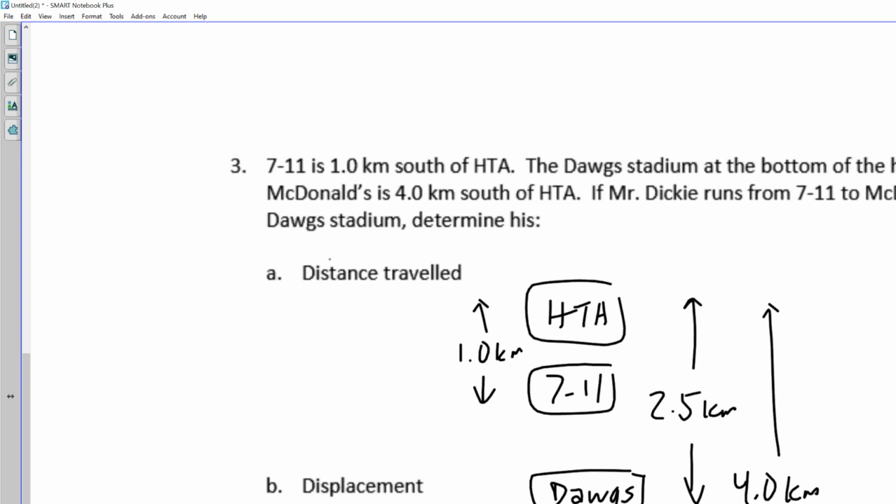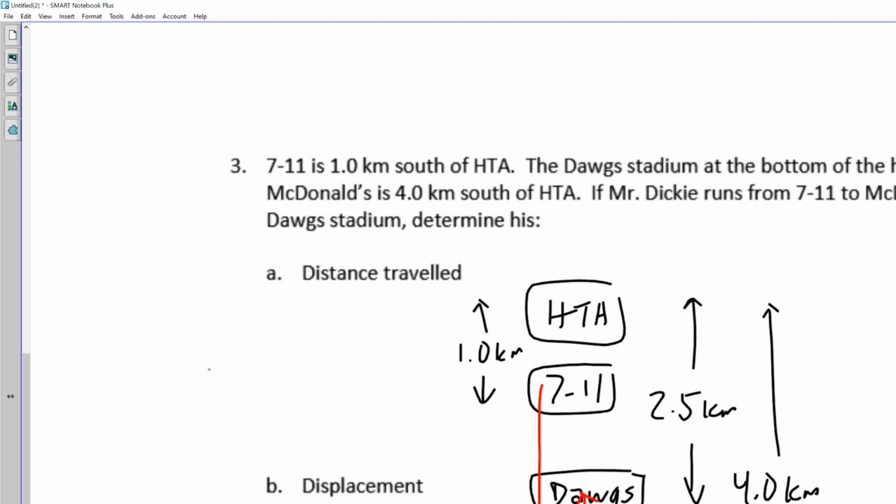My initial position is 7-Eleven. I said it was pretty straightforward. Well, you got to be careful up here. Negative 2.5, subtract, what's my initial position? 7-Eleven, 1 kilometer? No, not 1 kilometer, what is it? Negative 1 kilometer, so it's negative 2.5, subtract negative 1. You got that? Gives me negative 1.5 kilometers. So I ended up 1.5 kilometers south of where I started.